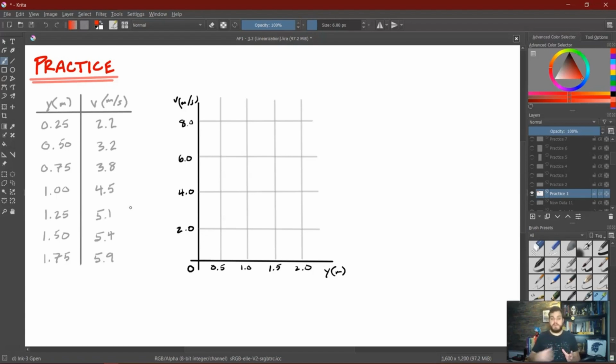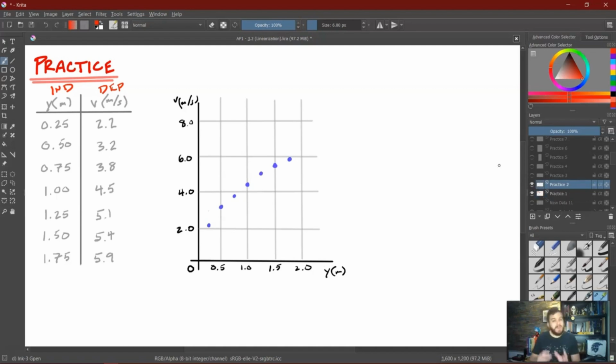Now, if I'm going to plot these against each other, I'll tell you for this particular situation that we know y is the independent variable and v is the dependent variable, meaning that y should go on our horizontal axis and v should go on our vertical axis. And when we plot these, which I'll go ahead and do here, we get a relationship that looks like this.